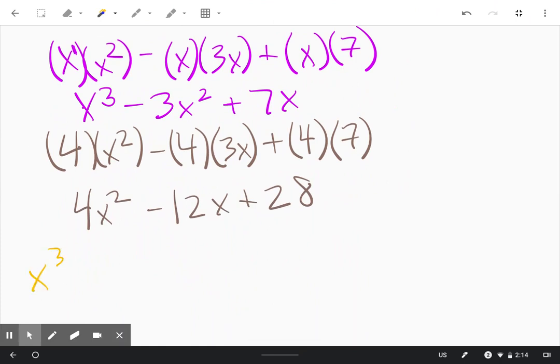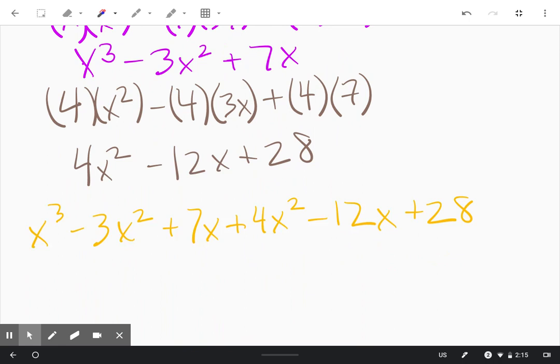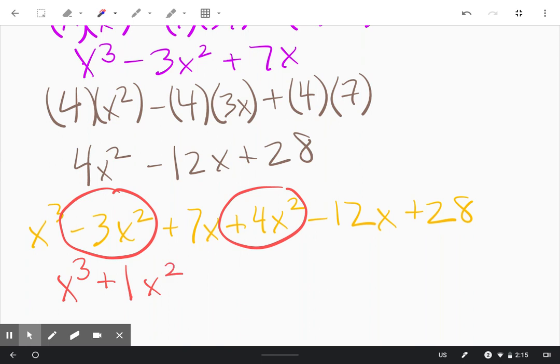X to the third minus 3x squared plus 7x plus 4x squared minus 12x plus 28. And then it's a matter of finding like terms. So nothing goes with x to the third. So that's going to stay there. Now, there is minus 3x squared plus 4x squared. Minus 3 plus 4 is plus 1x squared. Then I have 7x minus 12x.